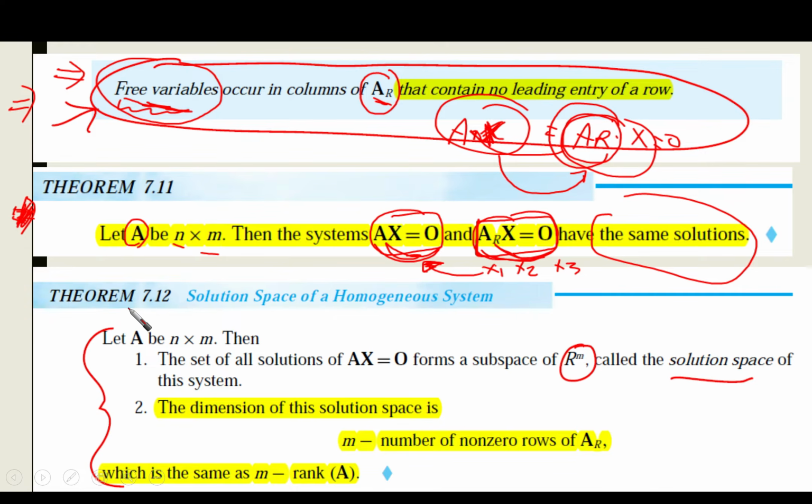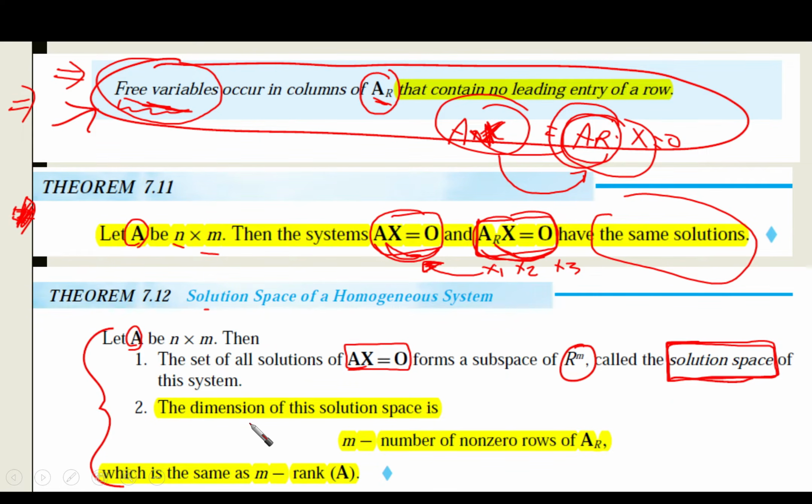Another thing, which is Theorem 7.12 in the textbook, and I have already mentioned it before, is talking about the solution space of a homogeneous system. We said that if we have a coefficient matrix that is n by m, then the set of all solutions of the original Ax equal to 0 system forms a subspace of Rm called the solution space of this system. So what is the dimension of the solution space, as we said before?